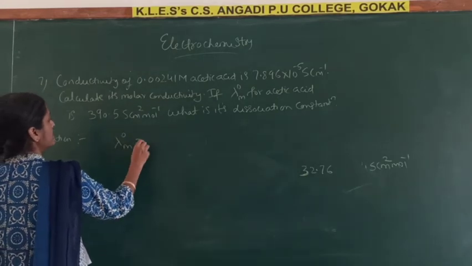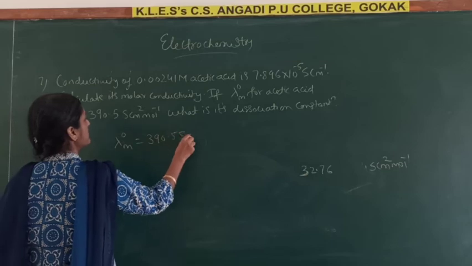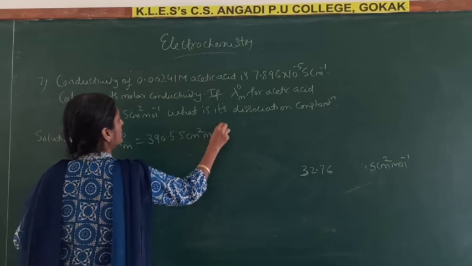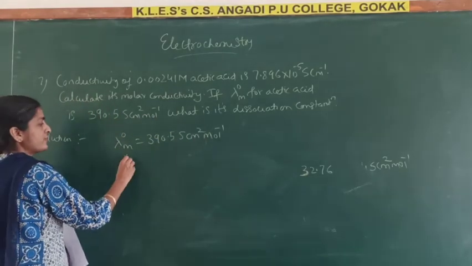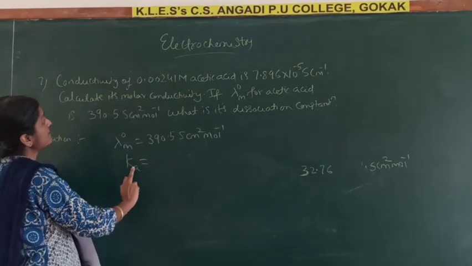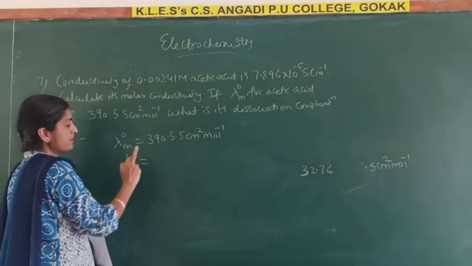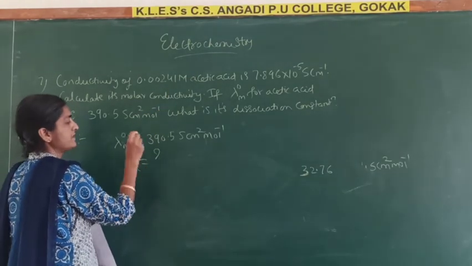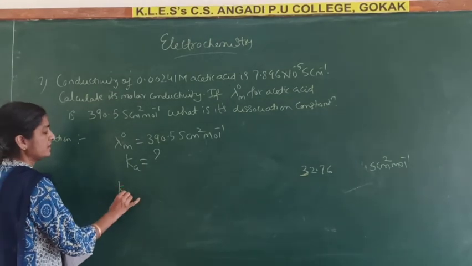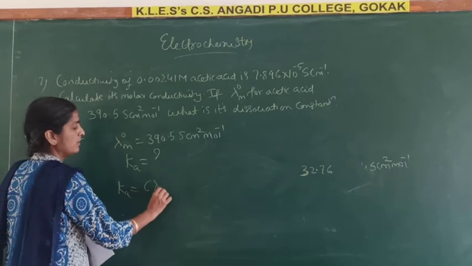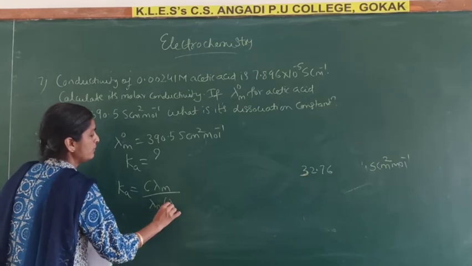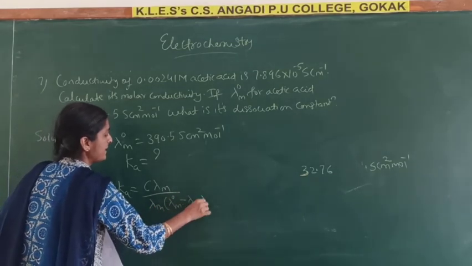Lambda naught m is 390.5 Siemens centimeter square per mole. Right. So you have to find the dissociation constant given by the symbol Ka. Now here why it is written Ka, because it is acetic acid. If it is a base, you write it Kb. Okay. So now you know the formula for dissociation constant.